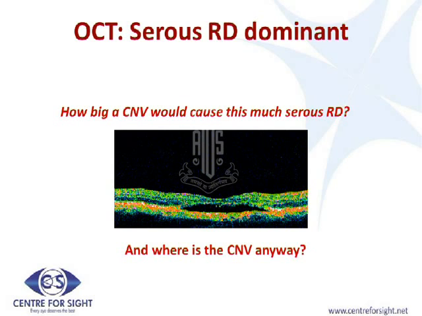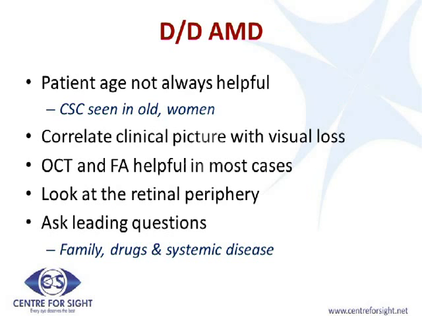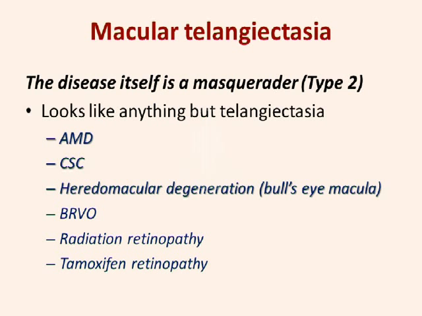The RPE is flat. So in differential diagnosis, the age may not always be helpful because now we are seeing CSC in old age and also in women. You have to correlate the clinical picture with the visual loss, for example, in that case of geographic atrophy. OCT and angiography again are helpful in most cases. Or simply a look in the retinal periphery, and we can ask leading questions about family history, drugs and systemic disease.